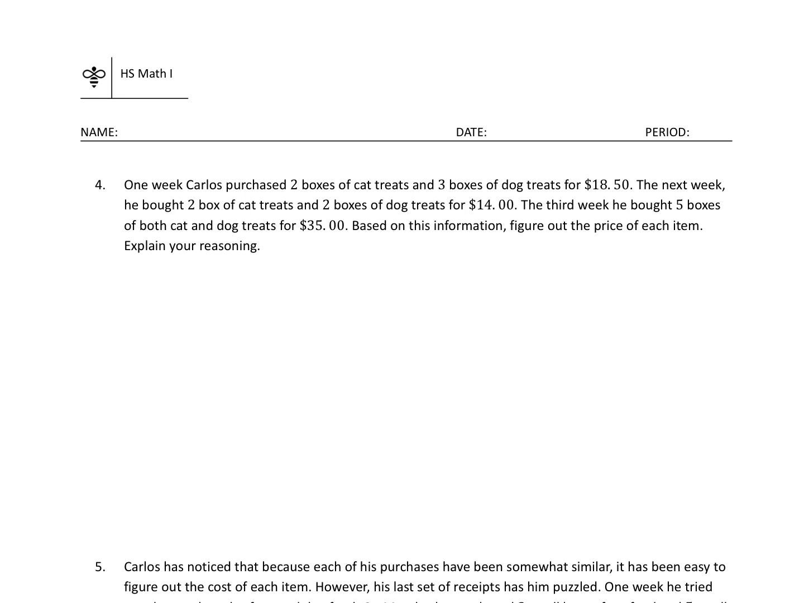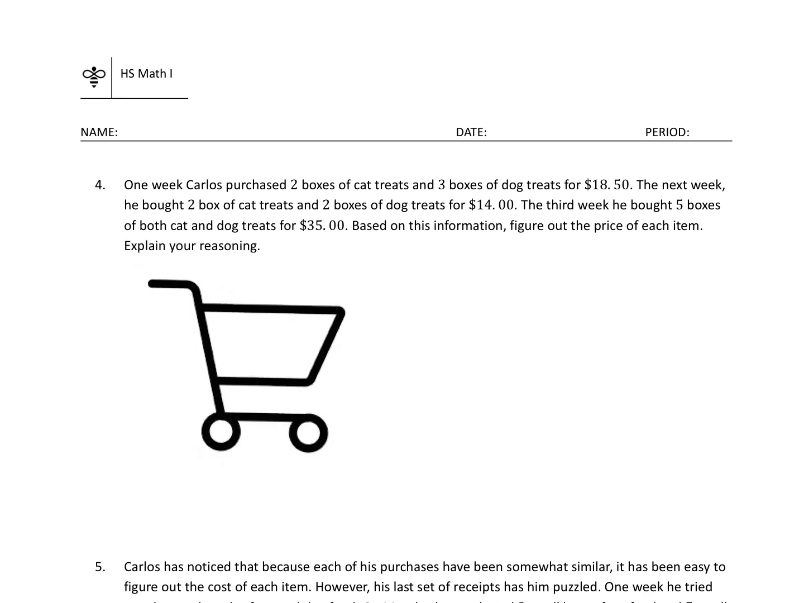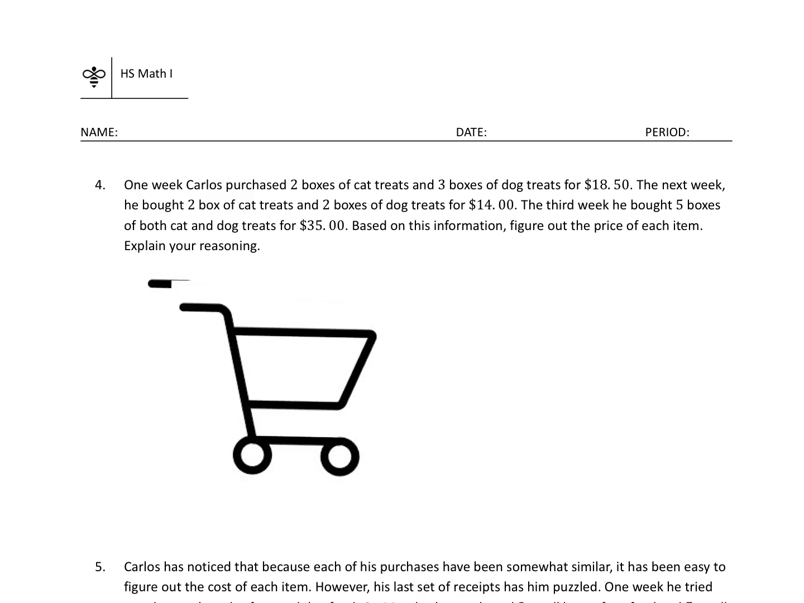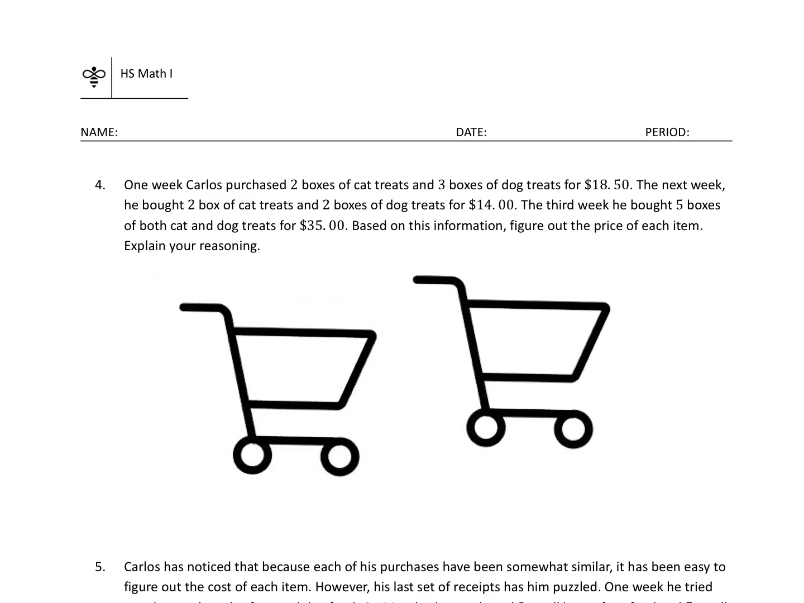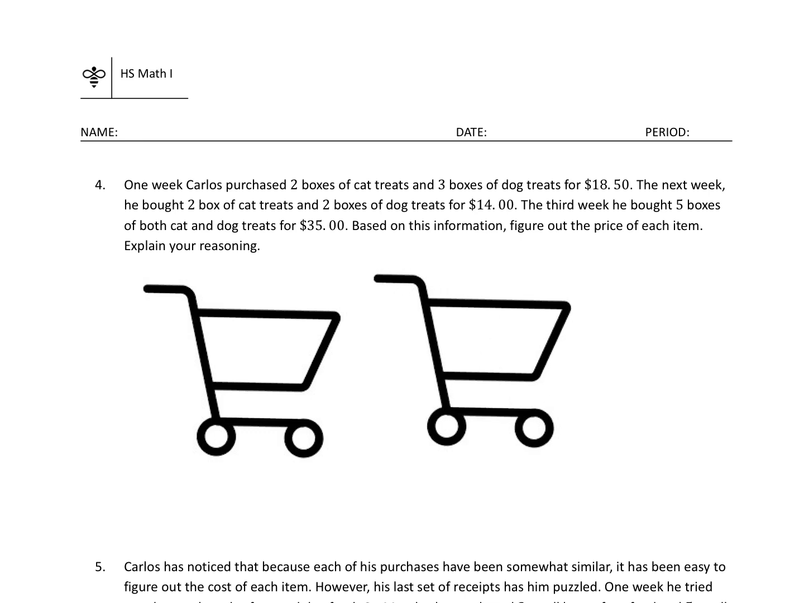So when we do these type of problems, if they give us like 3 receipts, do we really need all 3 receipts? I'm kind of thinking that we don't. Let's see if we can figure it out just based on 2 receipts. Let's see if that works. Okay, so I'm going to add in my little shopping carts and make sure I lock those in place so they don't move.